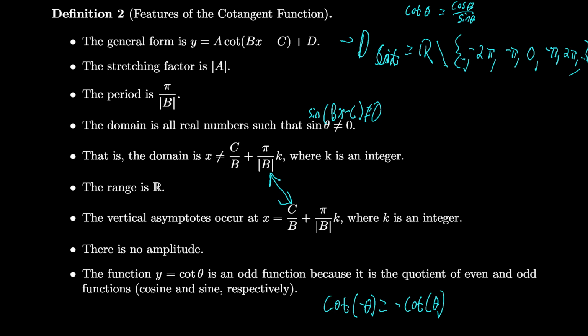Remember, the main things I'm asking you to do are the domain, the period, except with b being 1, so the period is just pi, is what you need to remember, and the range is all real numbers. Those are the 3 things that I'm going to ask you to remember, in addition to being able to draw several periods of the function.